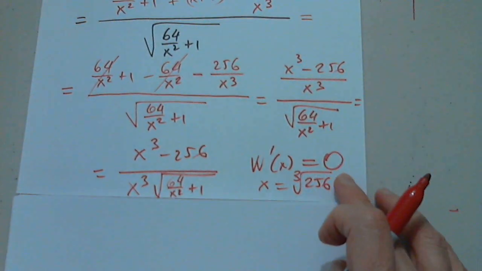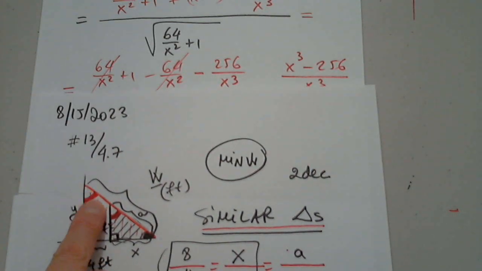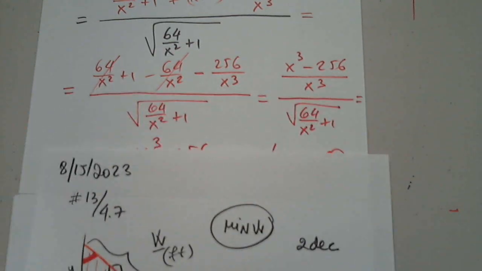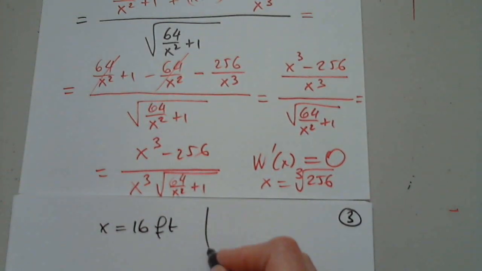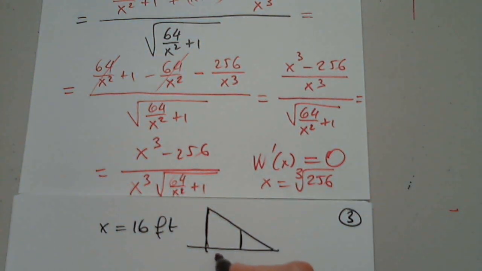But this is not what we are looking for, right? We are looking for the minimum length. So I only found x, and I didn't show that it's a minimum yet. So when you take the square root of 256, you will get, of course, 16. So x equals 16, and this is in feet. So that's our x. I'm going to copy the figure here so I don't go back to it all the time. So this was 4.